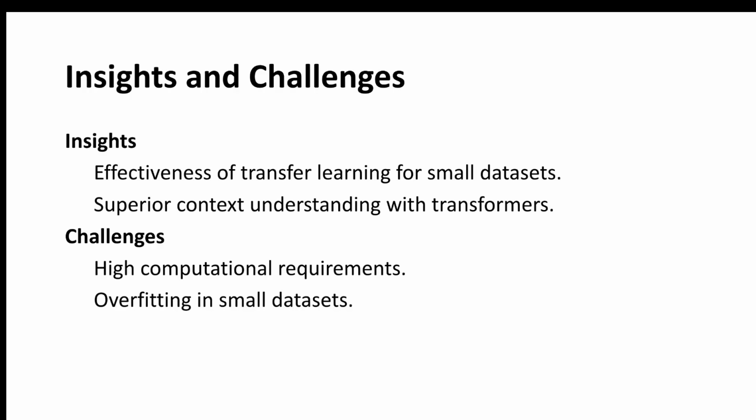Now let us discuss some insights and challenges whenever we are using the deep learning algorithm for our text and image data set. Insight: effectiveness of transfer learning for small data sets. Whenever the data set is small, we select the option of transfer learning. That will give better accuracy, and it requires less computational power, as well as superior context understanding with transformers. Whenever we are using a transformer like BERT, again the computational power is less, because here we are using the pre-trained model for calculating the attention score.